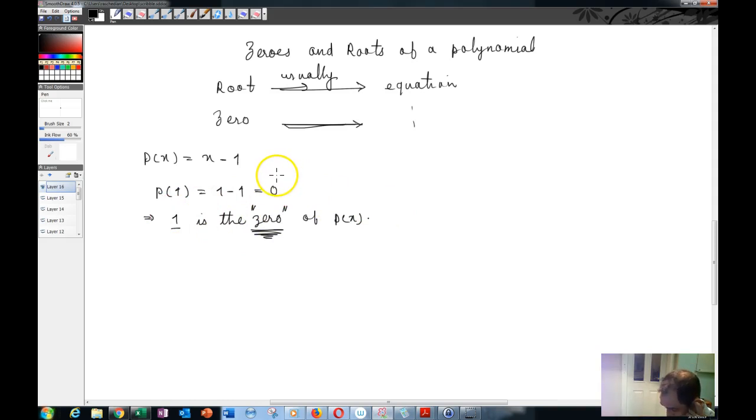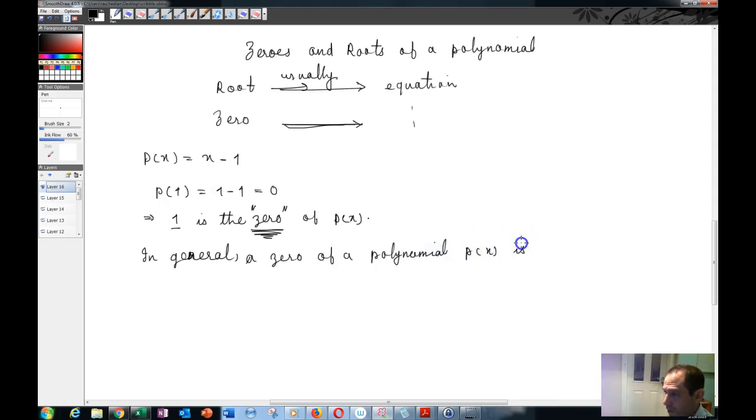In general, a zero of a polynomial p(x) is some number c such that p(c) = 0, meaning that if you use that number as the input of the polynomial, the output actually goes to 0 or becomes 0.